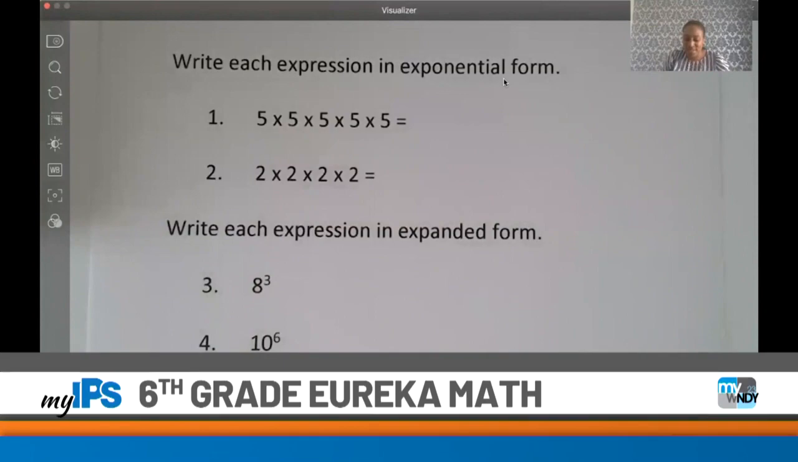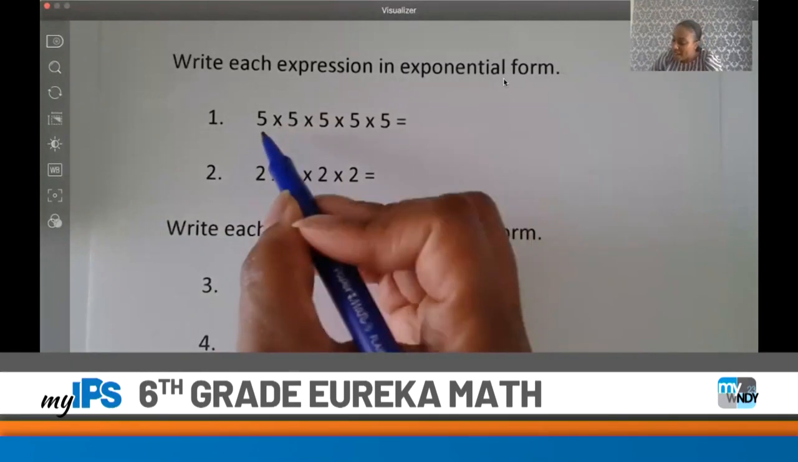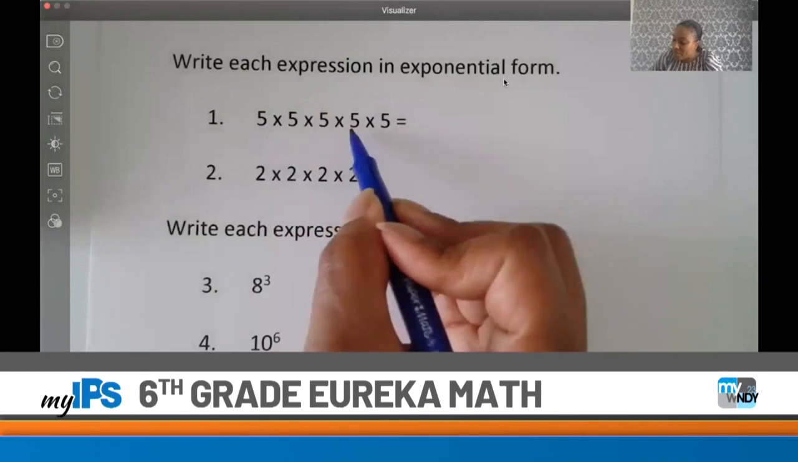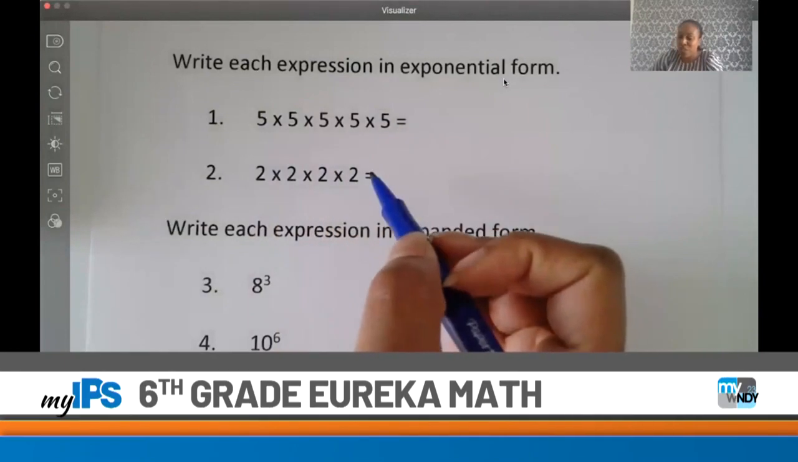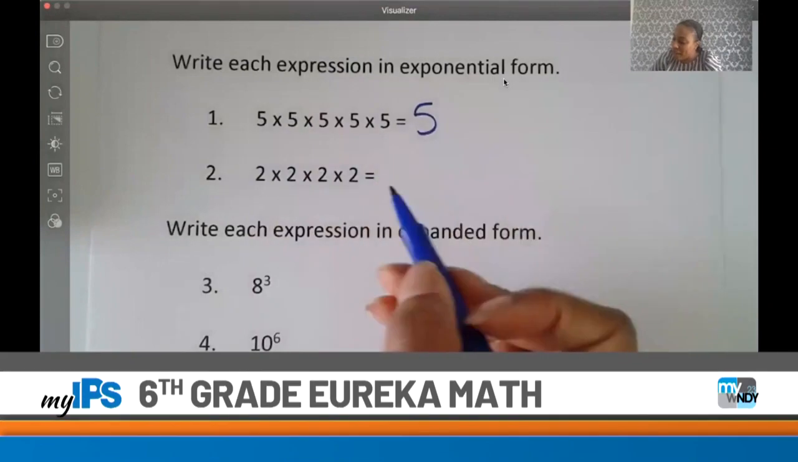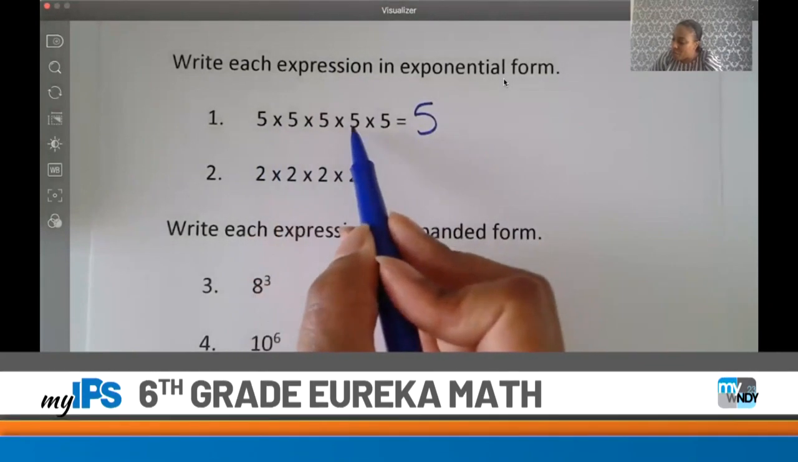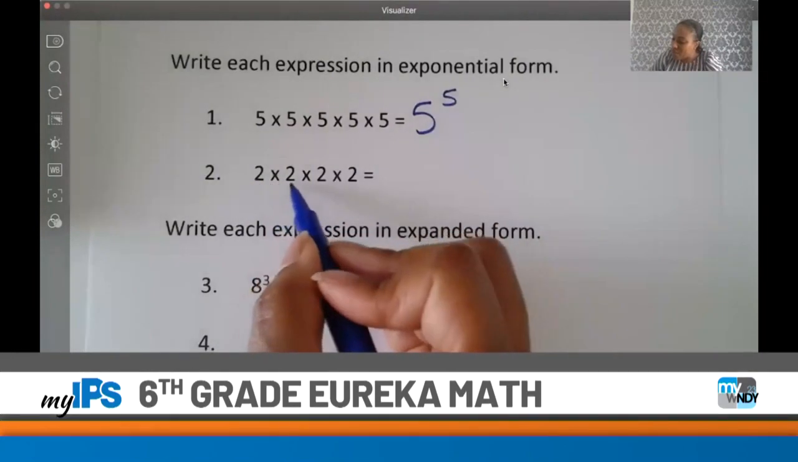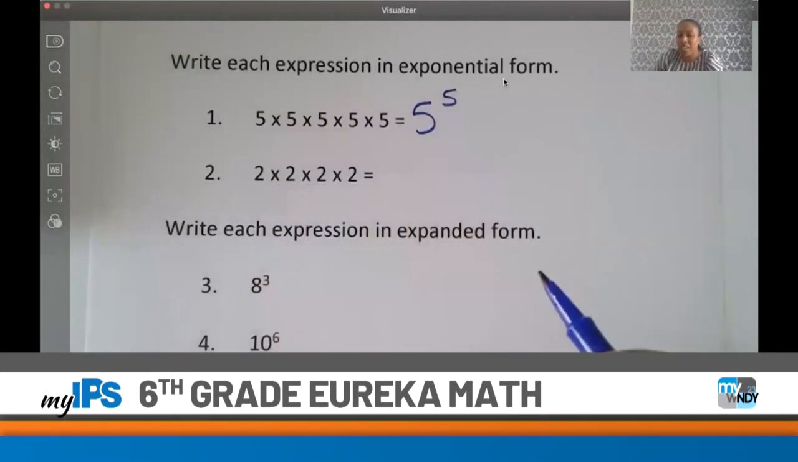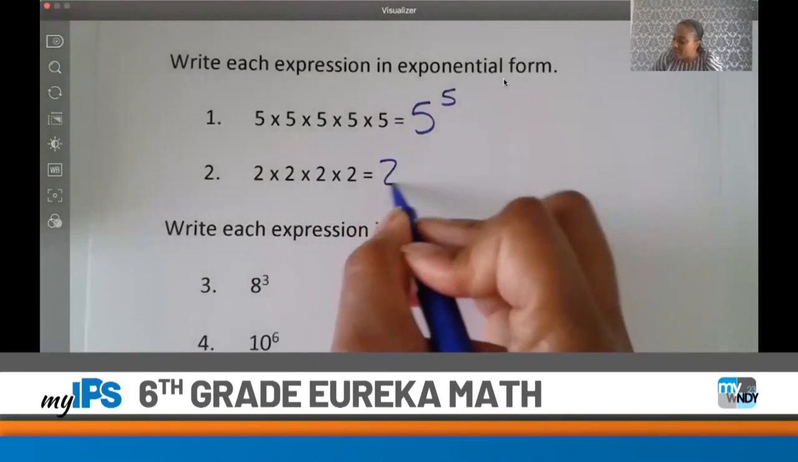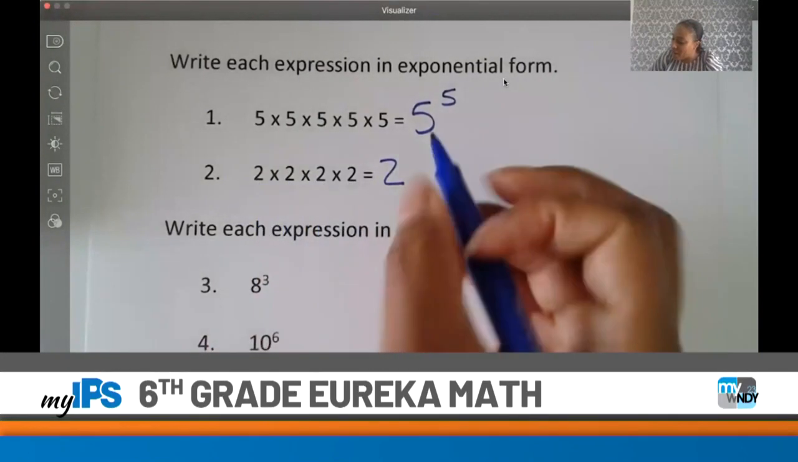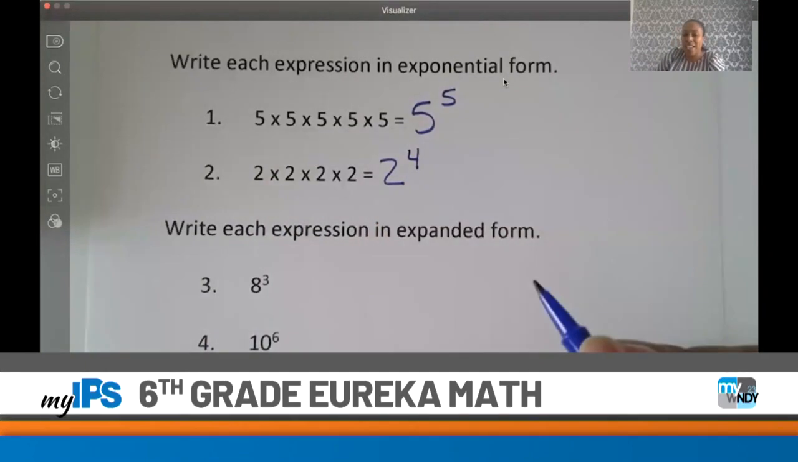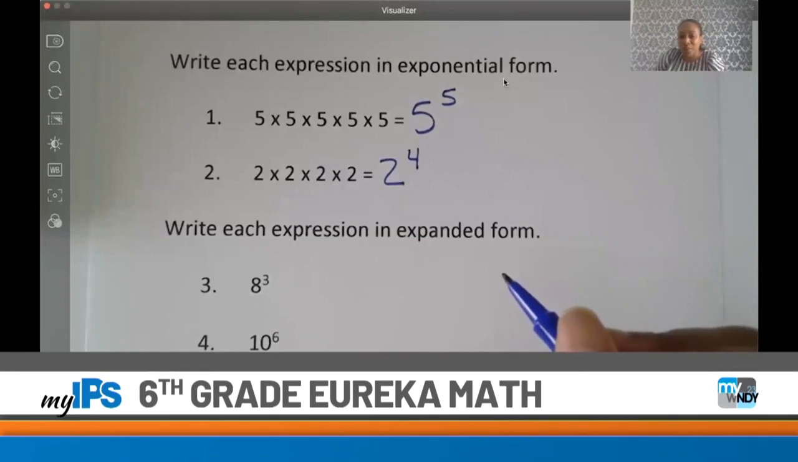Let's review our answers. 5 times 5 times 5 times 5 times 5, written in exponential form, will have a base of 5, and I have 1, 2, 3, 4, 5 fives, so my exponent will also be 5. 2 times 2 times 2 times 2, written in exponential form, will have a base of 2, and since I have 4 2's, 4 will be my exponent, and 2 to the 4th power is written in exponential form.